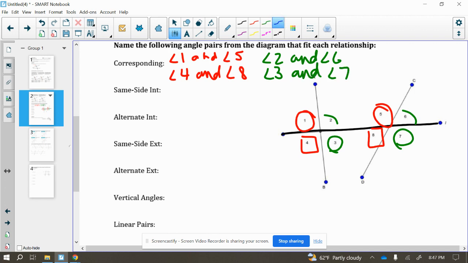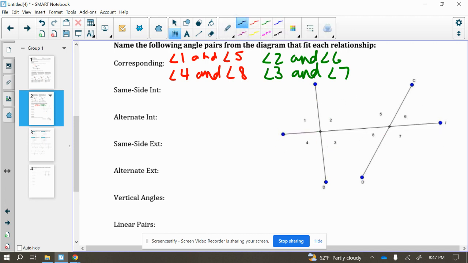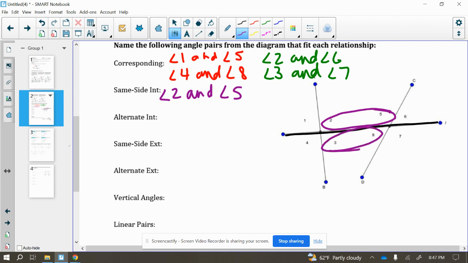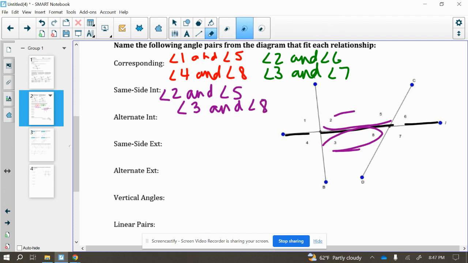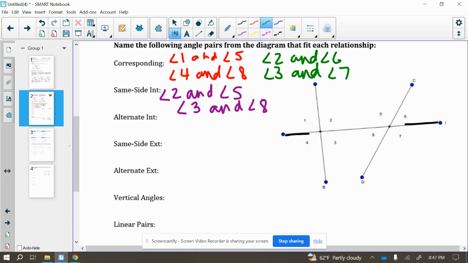Now our same side interior, again, are going to be our angles that are both on the interior and on the same side of that transversal. So for instance, same side interior would be angle 2 and angle 5. But we also have on the other side angle 3 and angle 8. Now, can you predict the alternate interior angles then? We should have had angles 2 and 8, and then the other set would be angles 3 and 5.